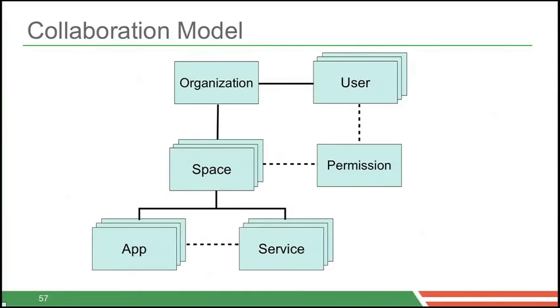The other way to look at the collaboration model is that the organization contains users and the organization contains spaces. And users and spaces are connected through a set of permissions. There may be some users with manager permission, some users with only bill pay permission. Bill pay means you can't change your application or your services, but you can just pay. You get the privilege to pay.